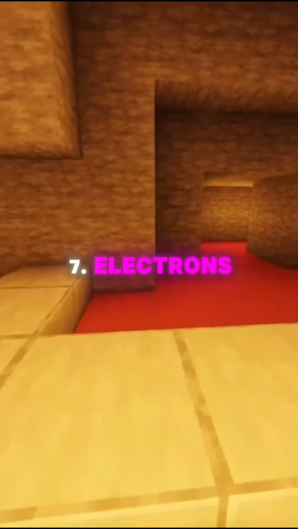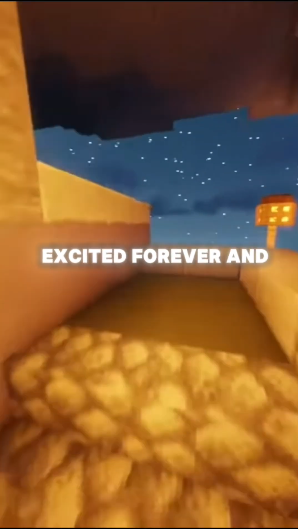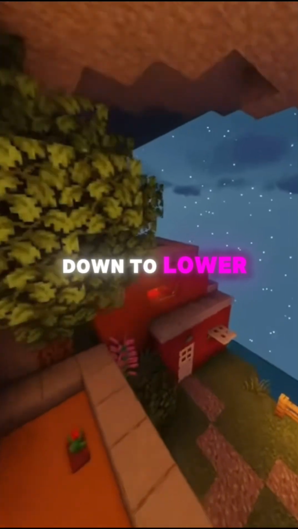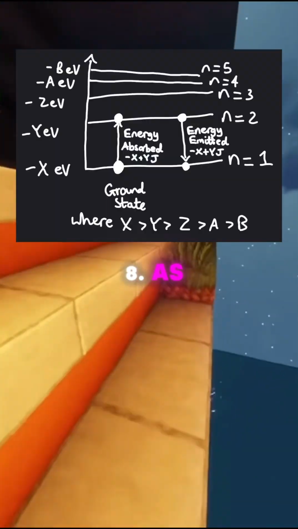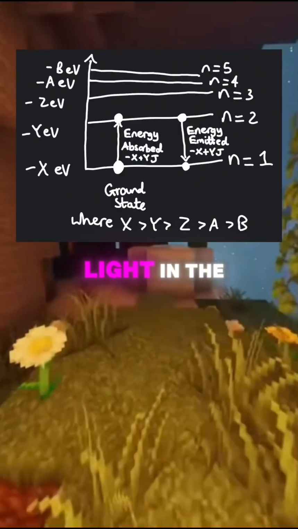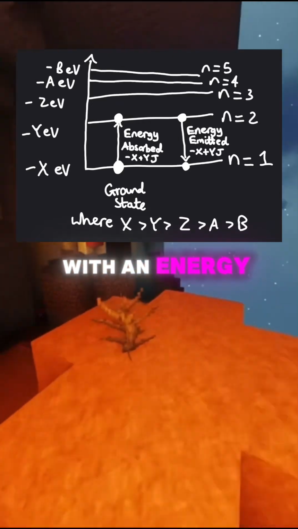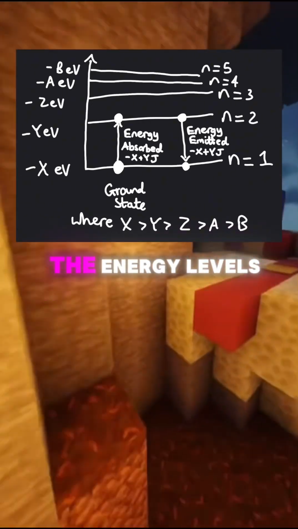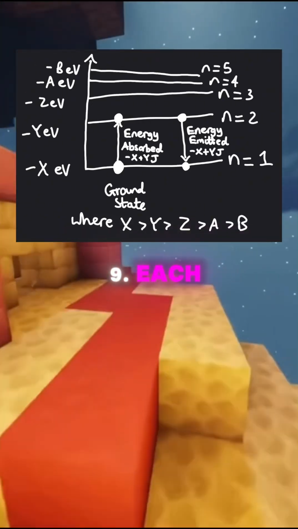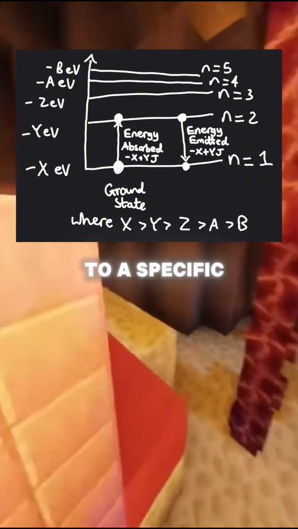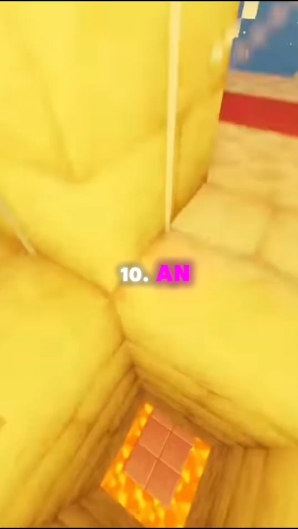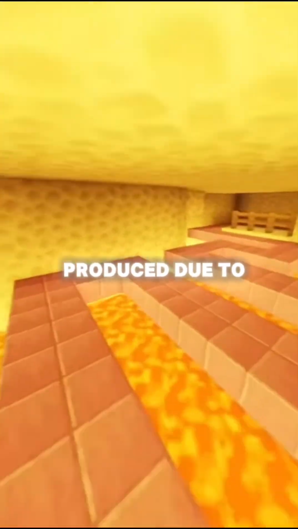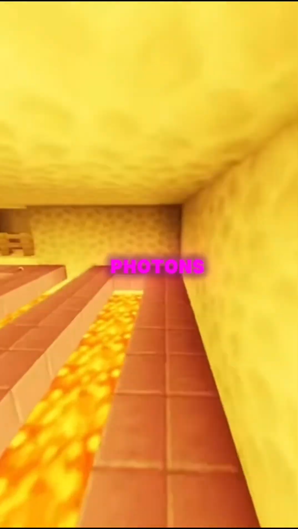7. Electrons do not stay excited forever and will eventually drop back down to lower energy levels. 8. As they drop, they emit light in the form of photons with an energy equal to the difference between the energy levels they have moved between. 9. Each drop is equivalent to a specific amount of energy because ΔE = hf. 10. An emission spectrum is produced due to the frequencies of these emitted photons.